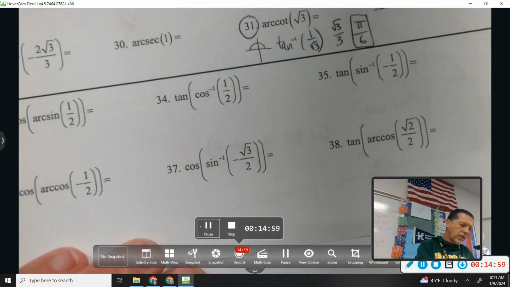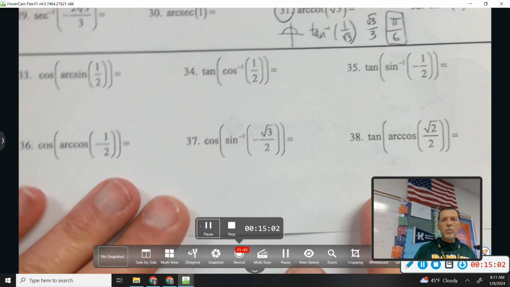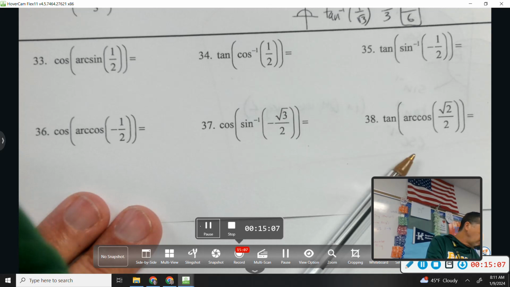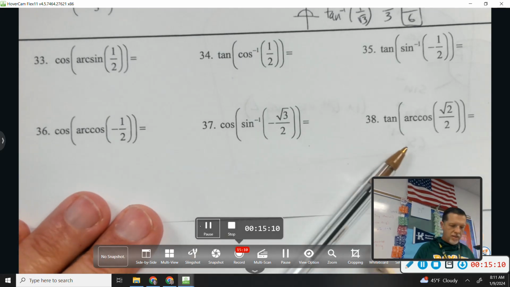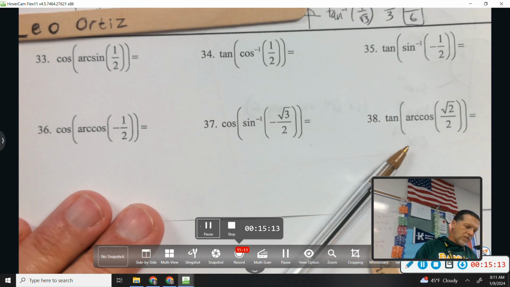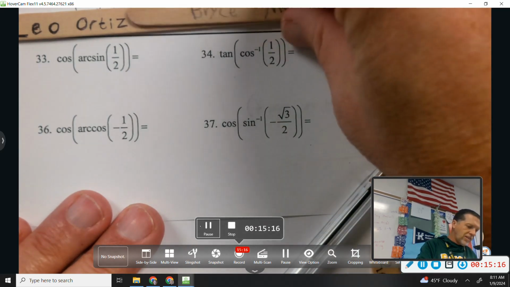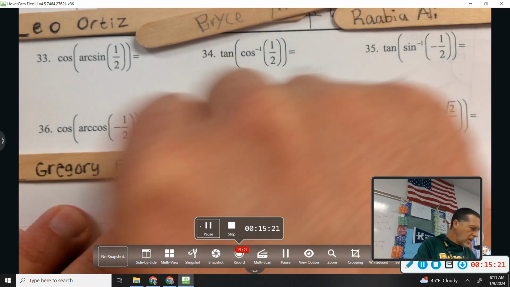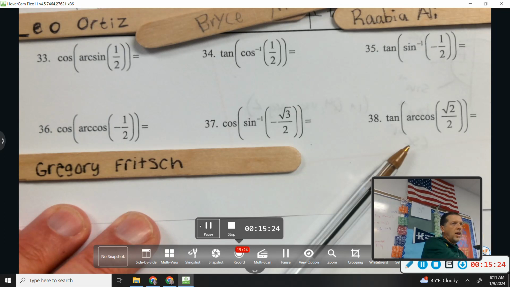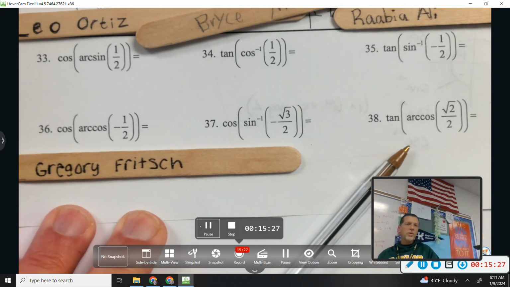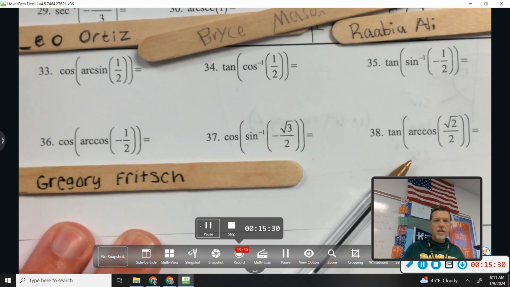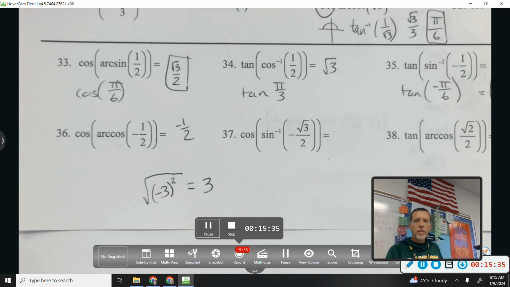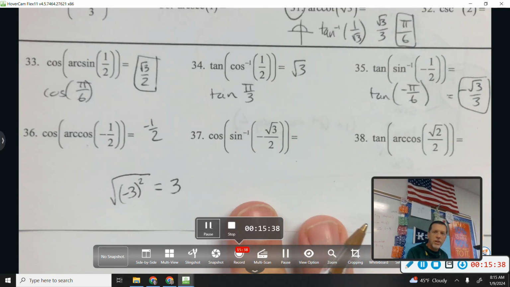33 through 36, or 38, excuse me, are just two problems in one. So, I've got 4 popsicle sticks left. So, let's do 33, 34, 35, and 36. And we'll have used all. So there's the answers to 33 to 36.